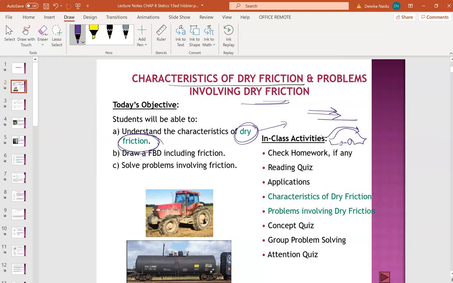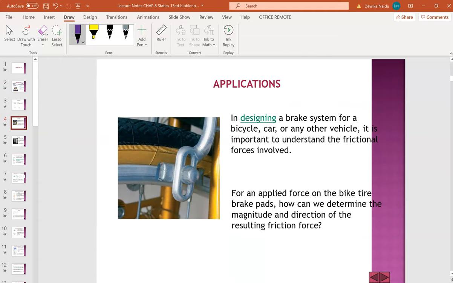I'm going to guide you in how to draw the free body diagram, which is very important, and also to solve the problem. Application of dry friction is literally everywhere in your life, like the braking system of your vehicle, and the slippers that you wear. Even your sole, your foot, is also dry friction, because your sole is rough. Don't overdo your pedicure, otherwise you slip and fall on any surface.